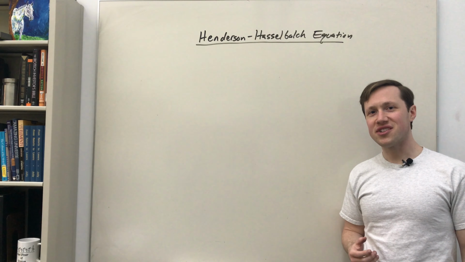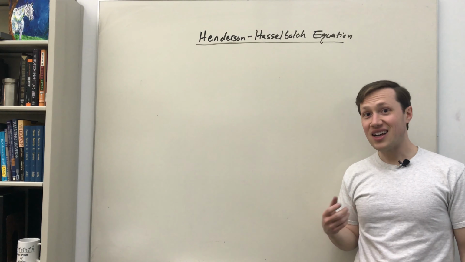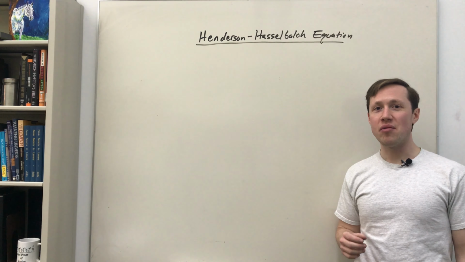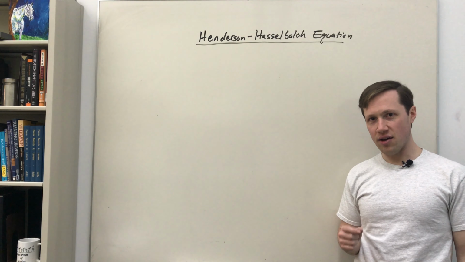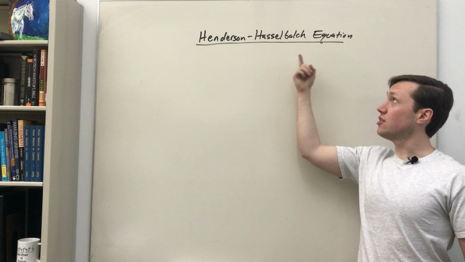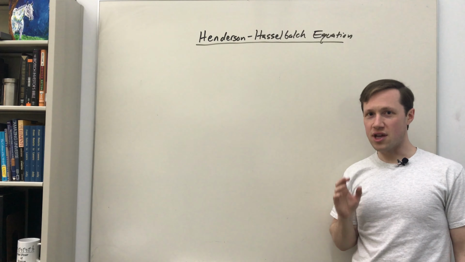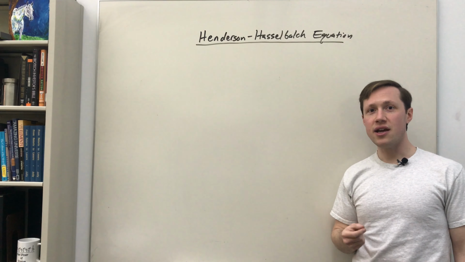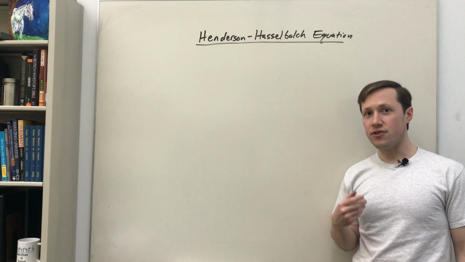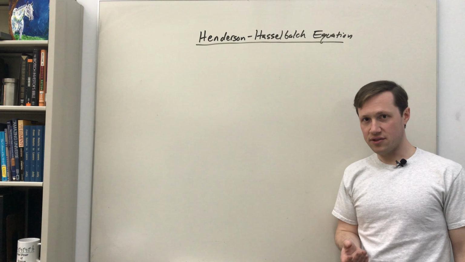It's now time to discuss the most dangerous equation in general chemistry. I say dangerous because this equation is probably responsible for more errors on quizzes and exams than any other. It's called the Henderson-Hasselbalch Equation, and it's very useful, if you keep in mind its limitations, for determining the pH of a buffer solution if you're given the concentrations of the conjugate acid and conjugate base.